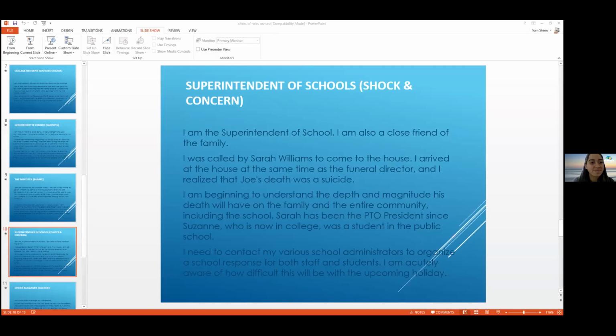including the school. Sarah has been the PTO president since Suzanne, who is now in college, was a student in the public school. I need to contact my various school administrators to organize a school response for both staff and students. I'm acutely aware of how difficult this will be with the upcoming holiday.